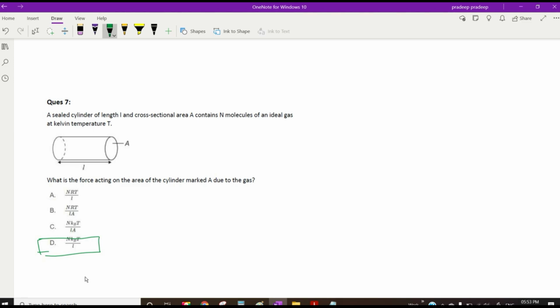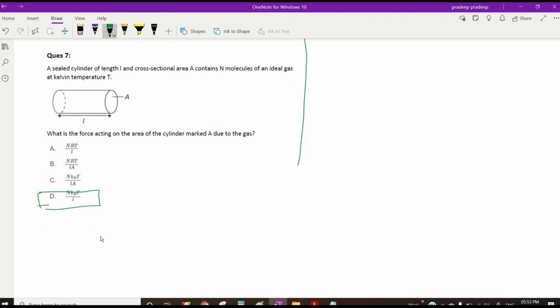Okay, so let's check. Since Soumil, you have got the right answer, could you tell me the logic? So I actually don't know the logic behind why it is divided by L, but I just played around with the units, that's all. That's wonderful. So that is a good approach. So tell that also, the approach.